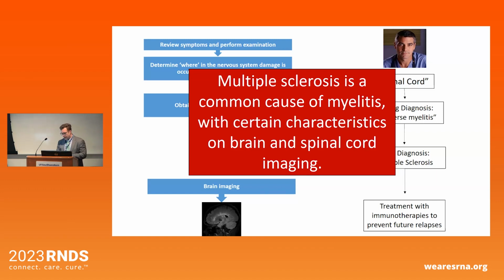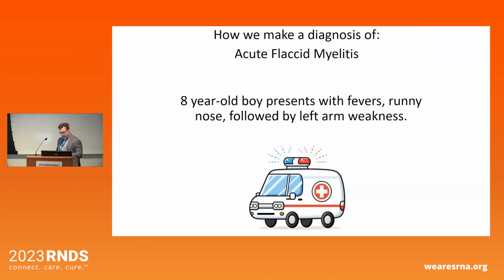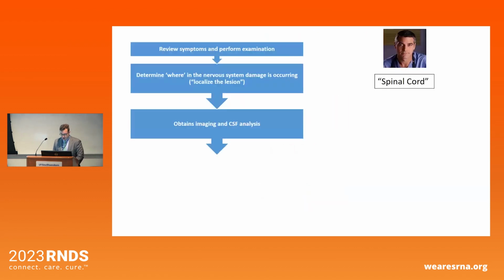And I'm going to quickly, this is going to bounce around a little bit, so bear with me. We're going to quickly cover acute flaccid myelitis. So AFM, the way that we make this diagnosis, though this is not absolute, it is often children, though we have seen adults. An 8-year-old boy presents with fevers, a runny nose, so he has had some sort of infection, and then develops left arm weakness, so greatest asymmetry.